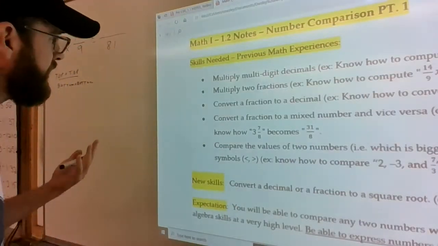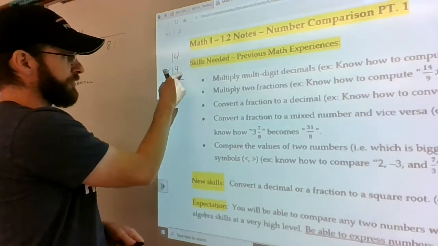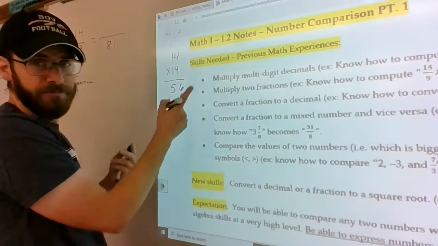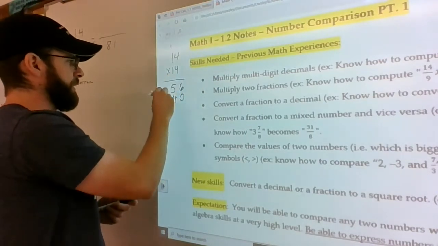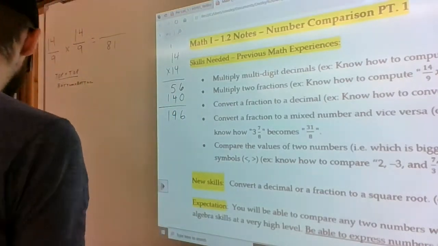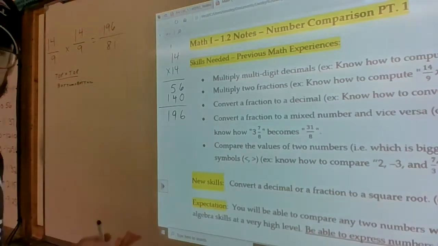But if you don't, again, you just stack them like normal. 4 times 4 is 16. Carry a 1, 5. Drop a 0, like the placeholder we just talked about. Then you've got 1 times 4 and 1 times 1. That just confirms that it is 196. Yeah? And that's how you multiply a fraction.